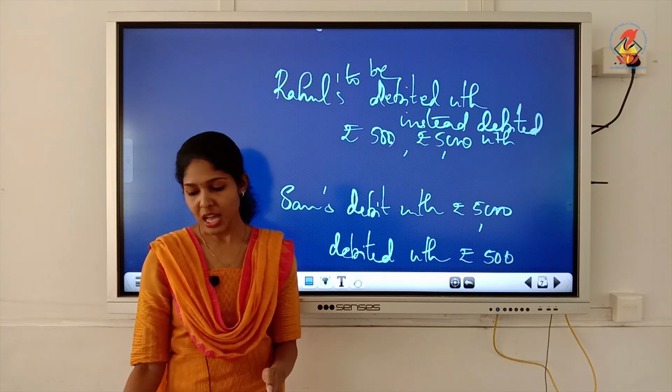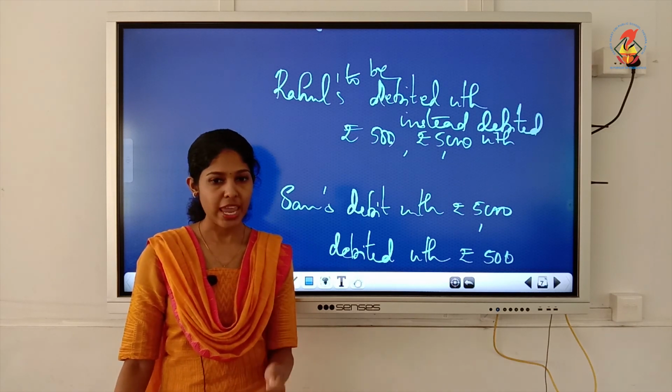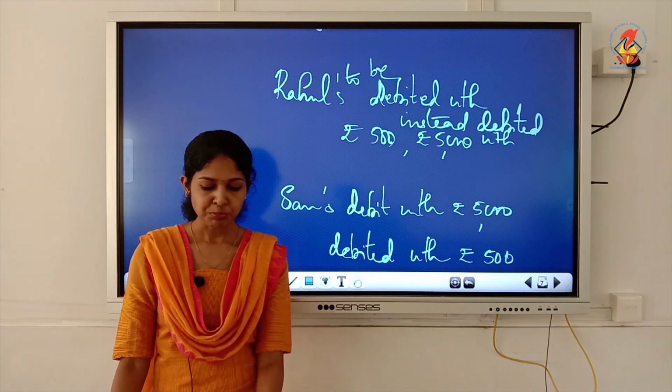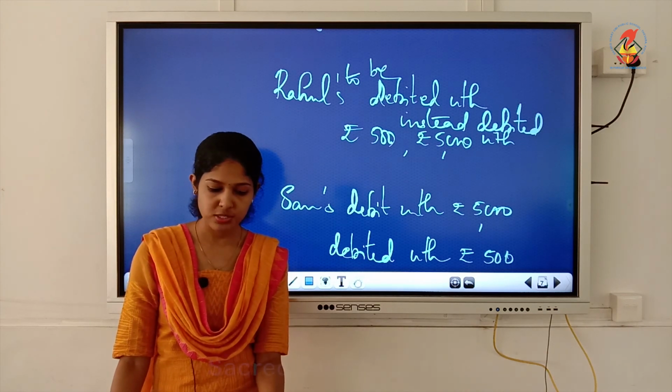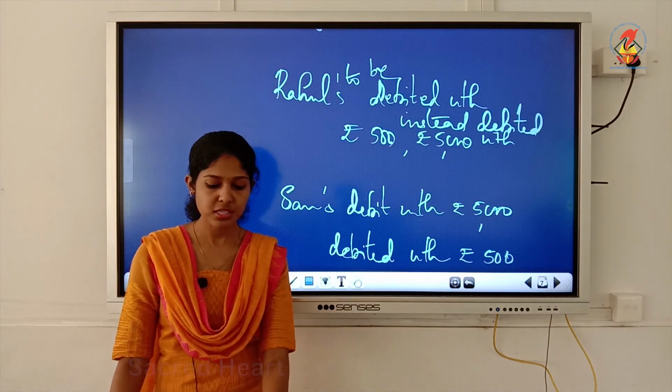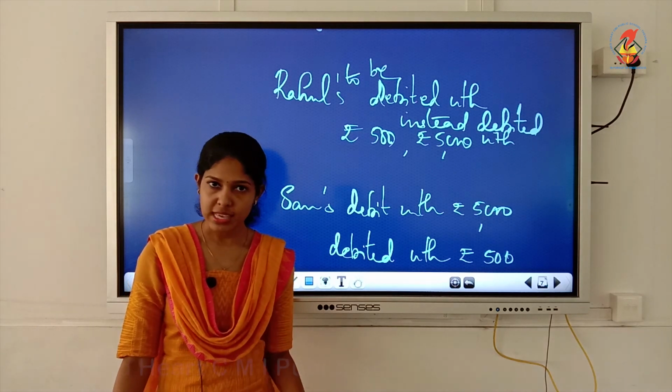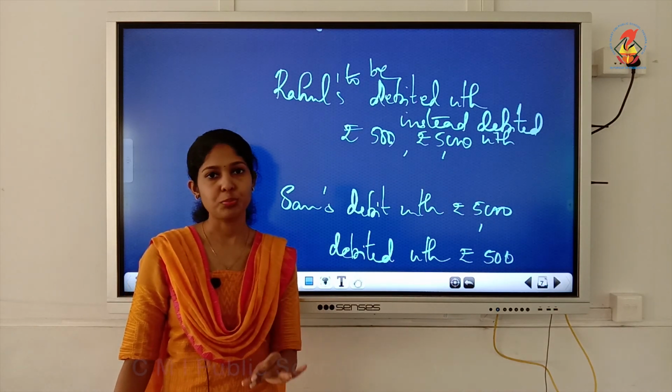Understood? So these are the different types of errors which you have to learn in this chapter. This can be asked in the theory portion also, which are the different types of errors. So you must learn this with examples, explanation and example you must learn. Okay.